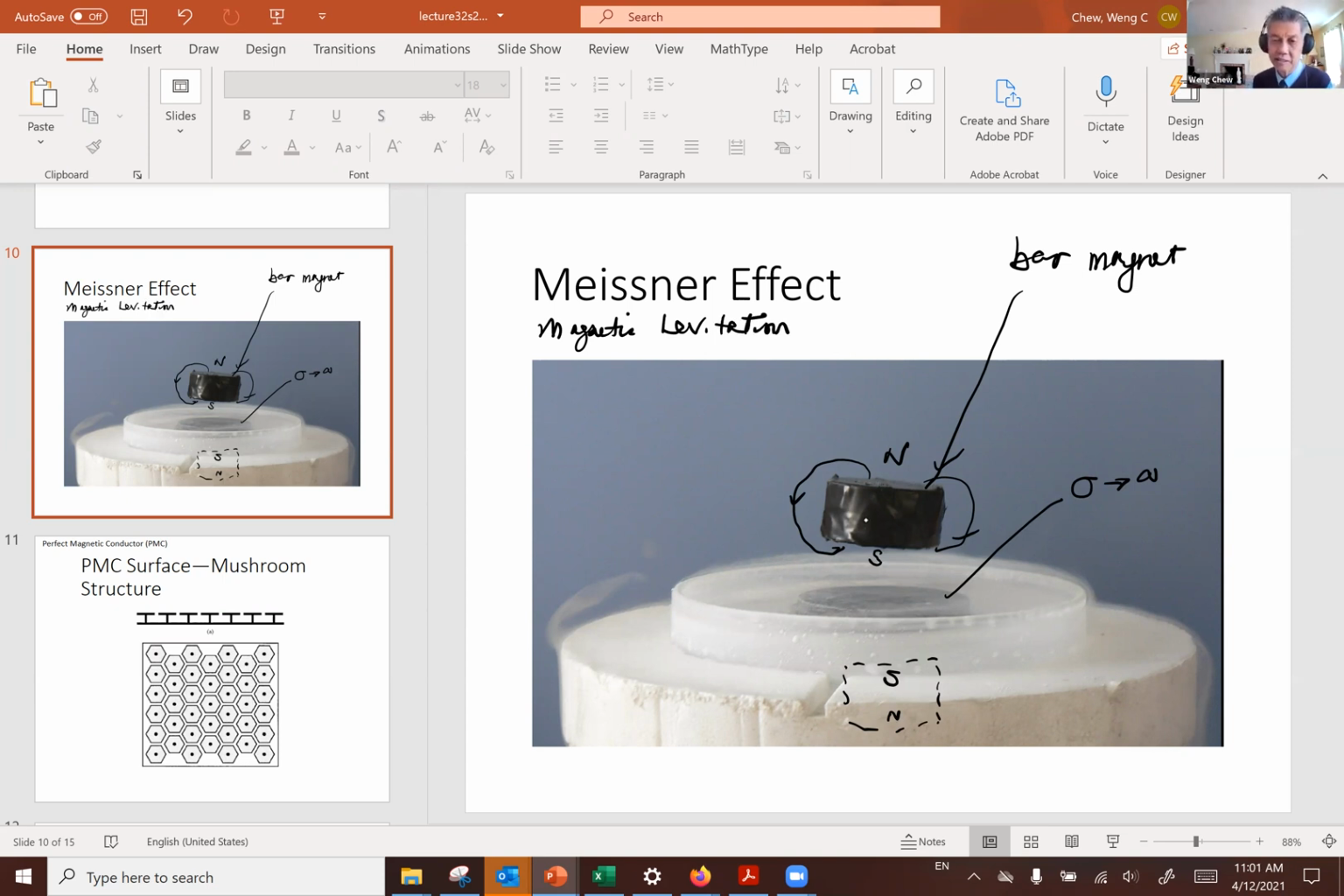Okay, magnetic levitation. How many of you have seen this before in the lab? You have seen this before? Okay. I saw this in the Boston Science Museum the last time I went there in 2018. So I know that it's there in the Boston Science Museum. I don't know if it is in the Chicago Science Museum or Science and Technology Museum. You might see it there as well.